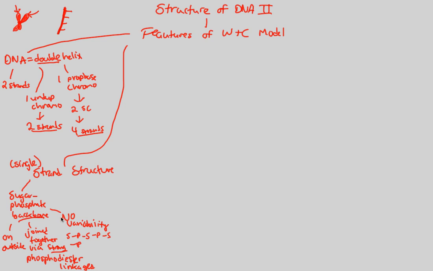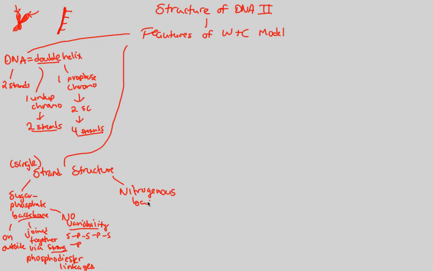So where do we get the variability? Where do we get all these differences that we see in all of life, from the smallest of amoebas to the most advanced of human beings? How do we get those differences? Where do we get variability? That variability shows up in the nitrogenous bases. So let's talk about them.